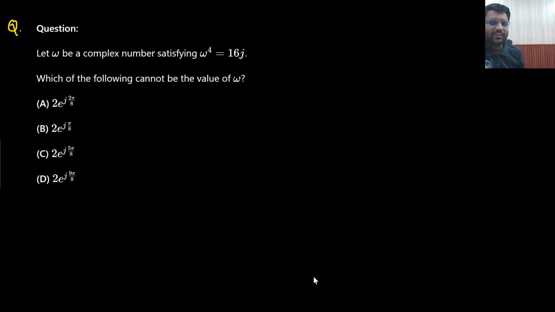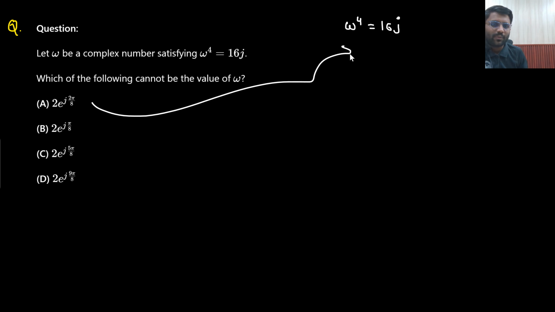Omega is a complex number which is satisfying the equation omega to the power 4 equals 16j. Which of the following cannot be the value of omega? So what you can do is put the values of omega here. You can go by the options as well.